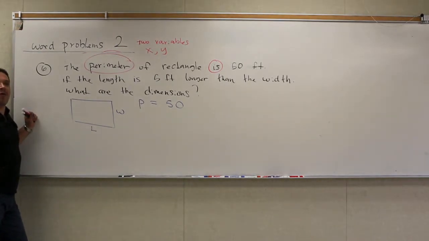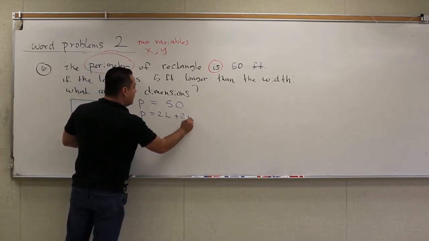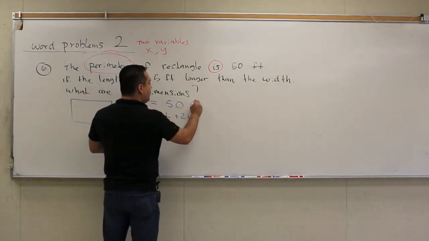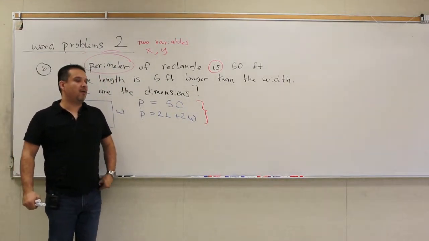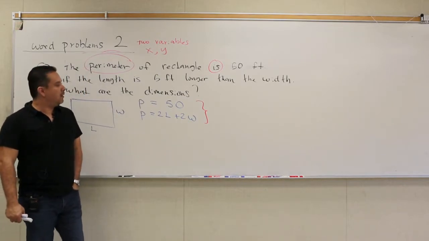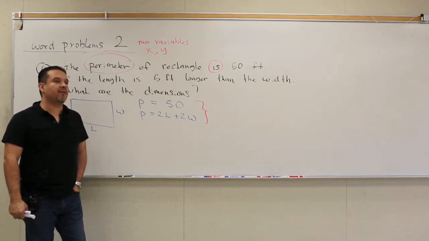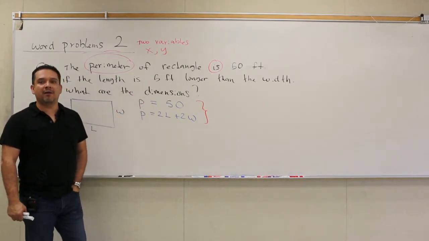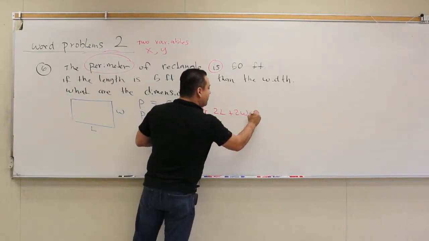But what do I know about a rectangle and the perimeter? What's the formula for the perimeter? Perimeter is 2L plus 2W. Okay, good. Does anybody know what this means logically? If we put these two pieces of information together, what could you logically conclude about these two statements? If P is 50 and P is 2L plus 2W, what does that mean? 2L plus 2W equals 50. Are you sure? Is everybody okay with this?